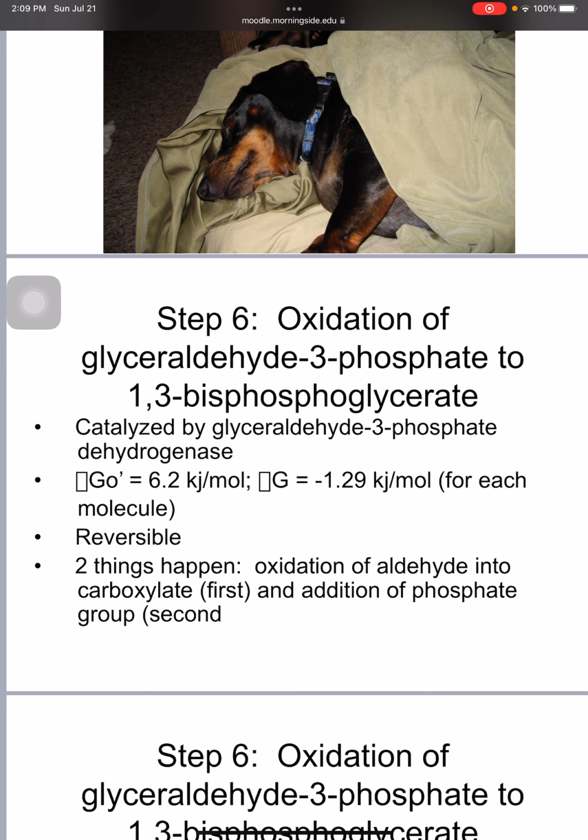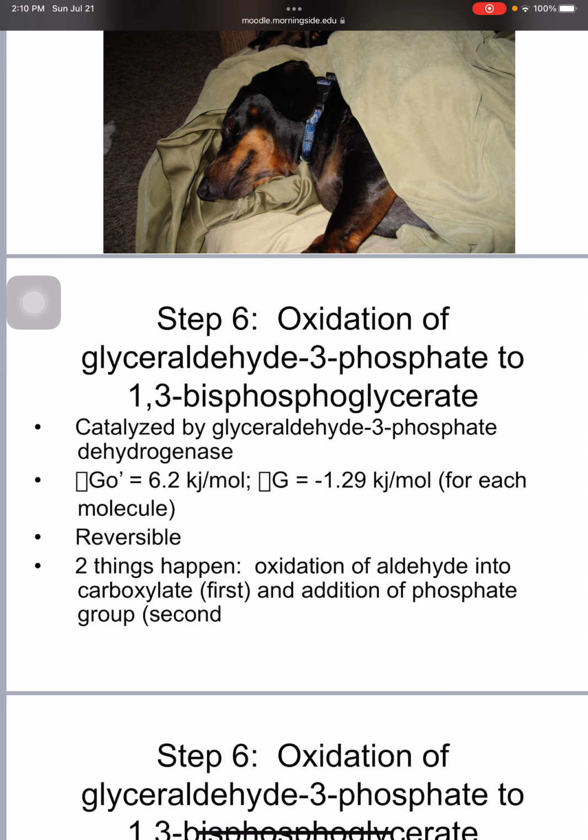5 steps. All right. Keep in mind, we actually made two molecules of glyceraldehyde 3-phosphate, though, so the reactions that we're describing here happen to each one of these. Very important. All right. Well, let's take a look at step 6.